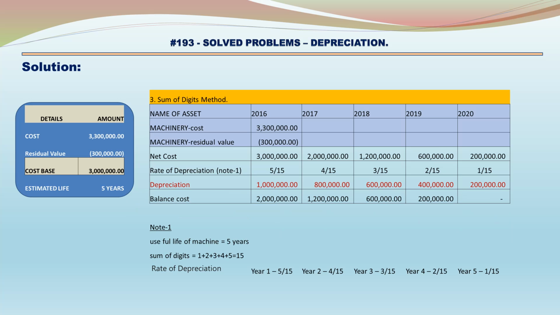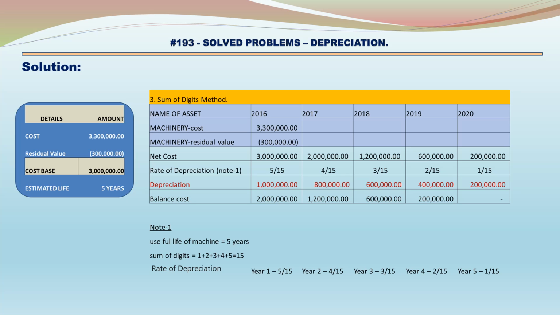3. Sum of digits method. Name of asset 2016, 2017, 2018, 2019 and 2020. Machinery cost 3.3 million. Machinery residual value 300,000. Net cost 3 million. Rate of depreciation. Note 1. Useful life of machine 5 years. Sum of digits is equal to 1 plus 2 plus 3 plus 4 plus 5 is equal to 15. Rate of depreciation year 1 is equal to 5 by 15. Year 2 is equal to 4 by 15. Year 3 is equal to 3 by 15. Year 4 is equal to 2 by 15. Year 5 is equal to 1 by 15.